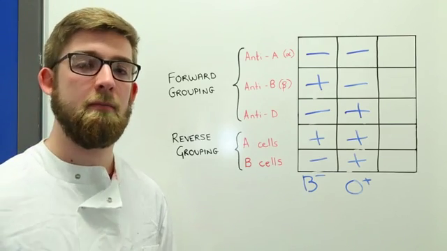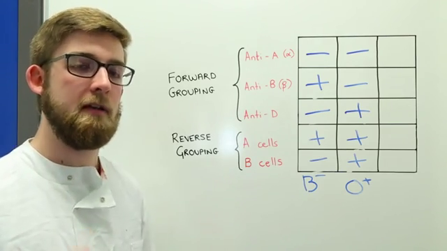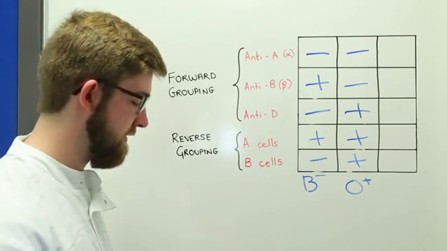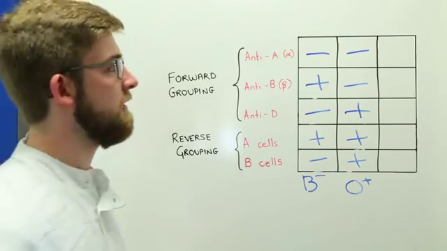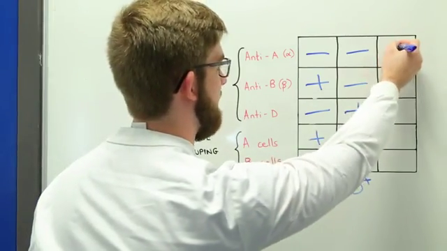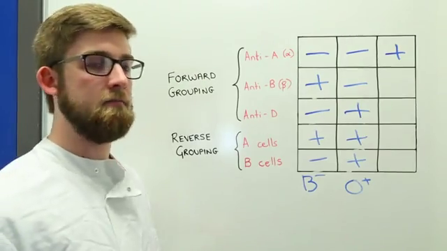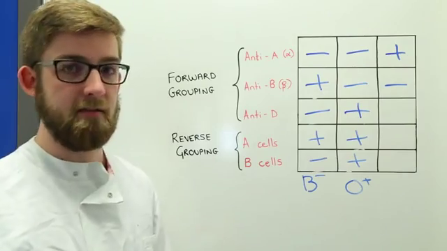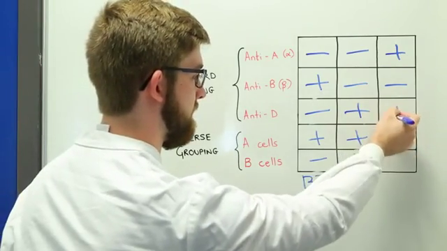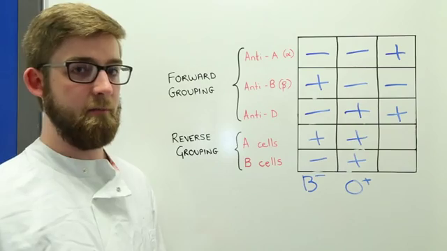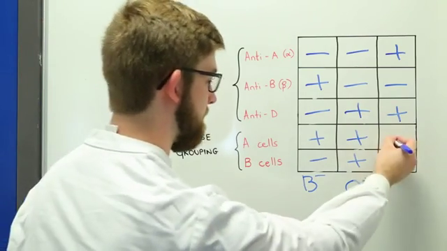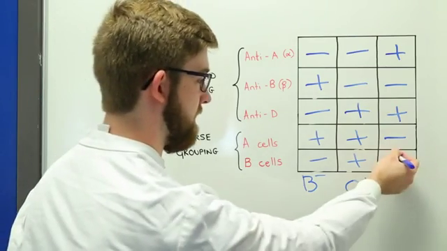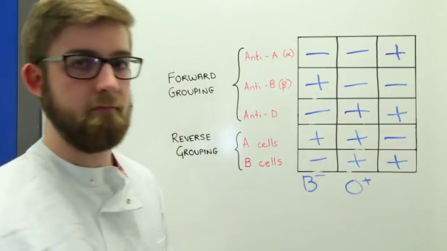I'm now going to show you an example that you can work through yourself, and then at the end I'll be able to tell you what it is and you'll be able to see if you've got it right or not. So, there was a positive reaction with the anti-A serum, a negative reaction with the anti-B serum, positive reaction with anti-D, negative reaction with the A cells, but a positive reaction with the B cells.